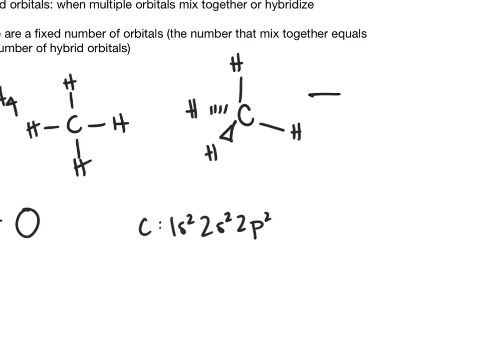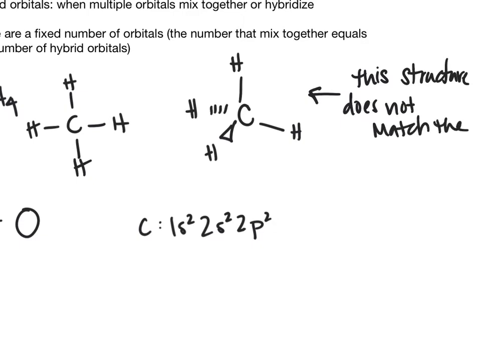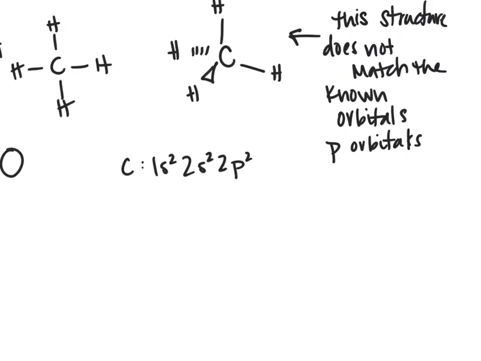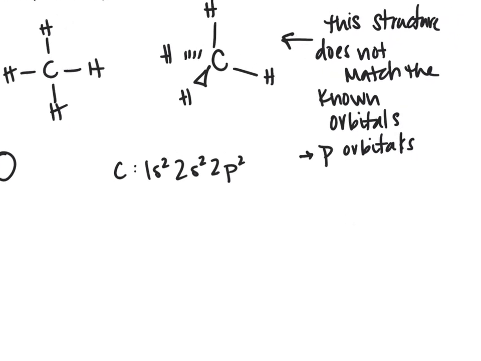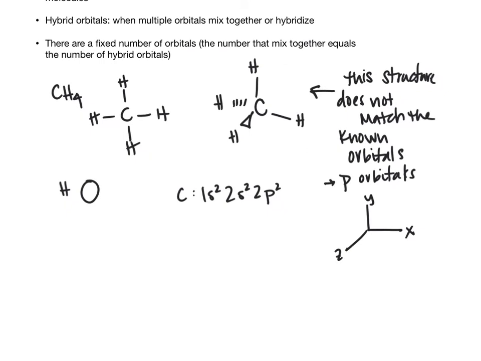So this structure does not match the known orbitals, aka the p orbitals. So what am I saying? P orbitals, we know, are on the x, y, and the z axis. So if this is x, y, and z axis, they're all 90 degrees apart.